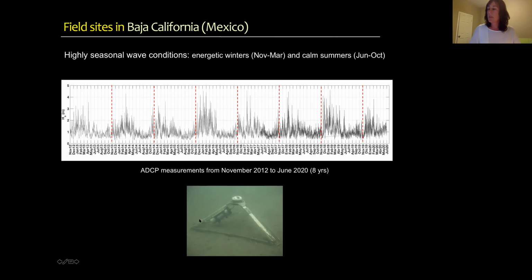This is a picture of the ADCP. We place these ADCPs at 20 meters. We don't really have offshore buoys here. We don't have NOAA like in the States. So we really need to measure the nearshore waves by ourselves. What we see from this data set is that we have highly seasonal wave conditions. As I said before, fairly energetic winters between November and March and calm summers.